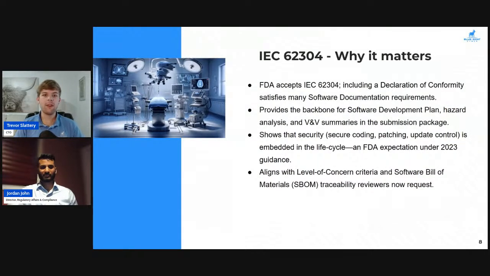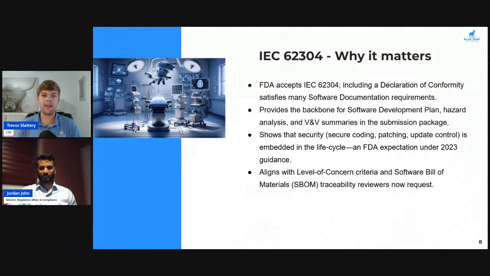Now, why does it matter? The FDA accepts IEC 62304 to satisfy many different areas of the software documentation requirements. Software documentation is a little bit different from cybersecurity, but it usually acts as a very good entry point and sort of a backbone of a cybersecurity submission. This will go right into how we talk about our development plan, our hazard analysis, and our V&V summaries in the submission package. One requirement under cybersecurity testing is security requirement testing. This can be covered under that V&V, and so it's something that might get skipped by other parts of security testing done by a third-party assessor. It's important to have this full coverage here.